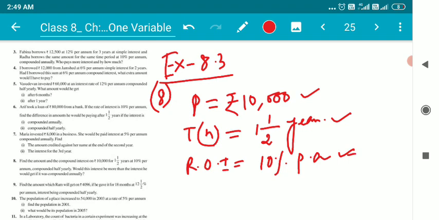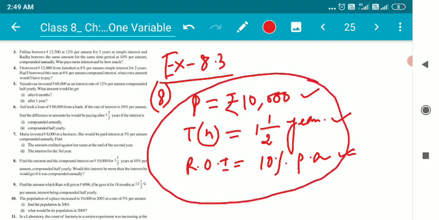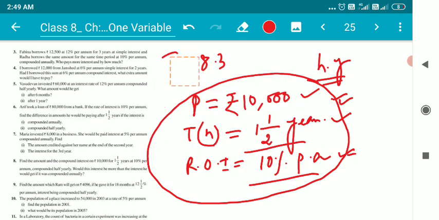Compounded half yearly, what would the interest be more than the interest you would get if it was compounded annually? Now the question is, this has been implemented for compounded half yearly. If I would have taken this amount for such years and such percentage of rate of interest and compounded annually, what would have been the difference?